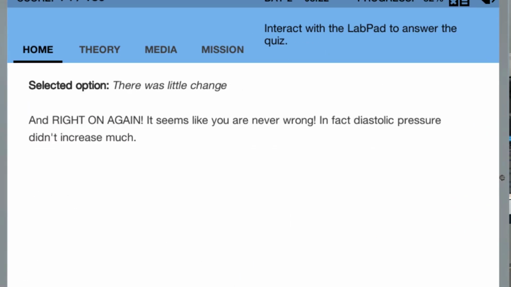And right on again. It seems like you are never wrong. In fact, diastolic pressure didn't increase much.